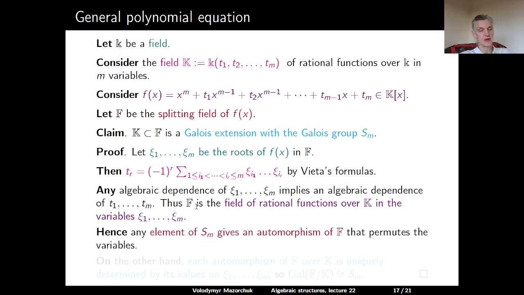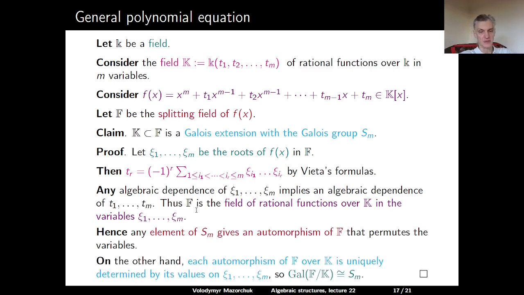But then, of course, any permutation of these variables defines an automorphism of the field, and this means that our symmetric group Sm is exactly the group of all automorphisms of this field, because any automorphism is also uniquely defined by its value on all variables. So this means that the Galois group of capital F over capital K is the symmetric group Sm.